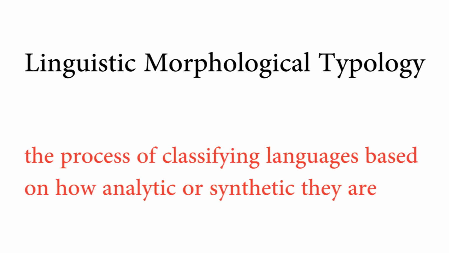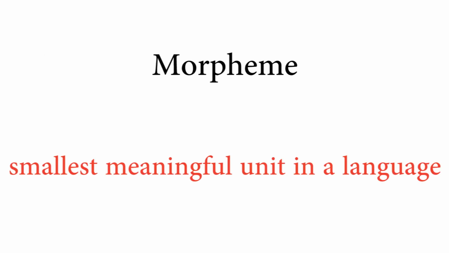Today we're going to be discussing linguistic morphological typology, which is the process of classifying languages based on how analytic or synthetic they are. But what does all this mean? So in linguistics we have something called a morpheme, which is the smallest meaningful unit in a language. Morphemes sometimes join together to form words that have meaning.